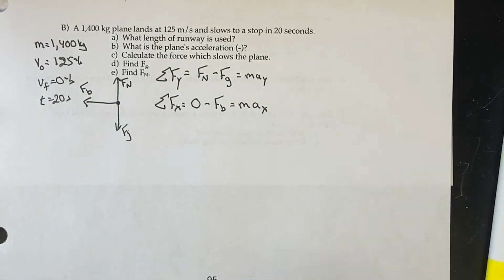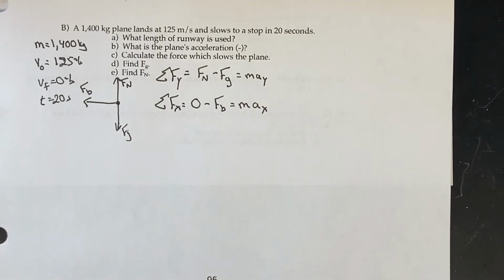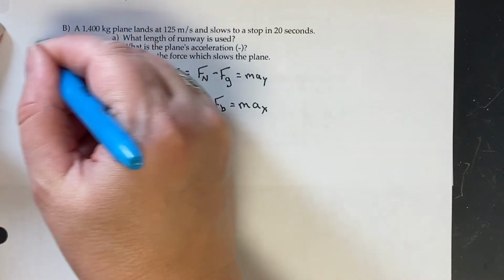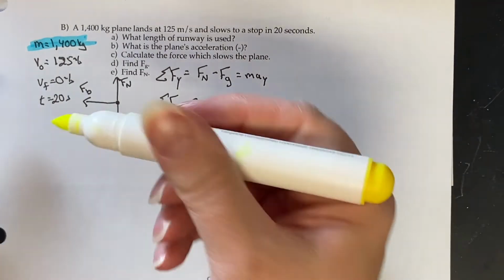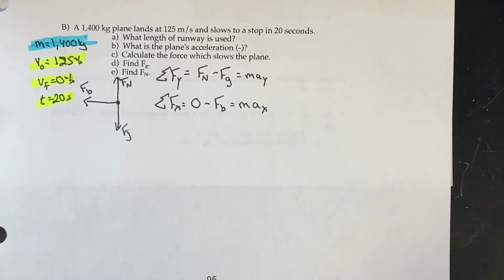Now, if I want to classify everything as either a force variable or a motion variable, mass is force. I'm going to highlight that in blue for forces. V original, that's a motion variable. Highlight that one in yellow. V final and time are also motion variables, so they're going to get the yellow highlight. Okay, those are my givens.